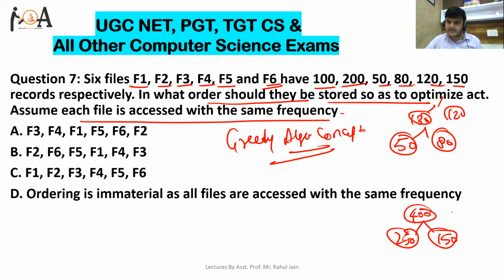It would be further added with, okay, 100 would be there because 100 would be first, then 120 like that, right? Basically the minimum file should be covered first. 50 would be first, then 80. So 50 is for F3, then F4, then we have F1 because 100 is there, then F5 that is 120, then 150, and then 200. That is, option A is the correct answer for this, because the minimum file should be covered first so that we can optimize it.